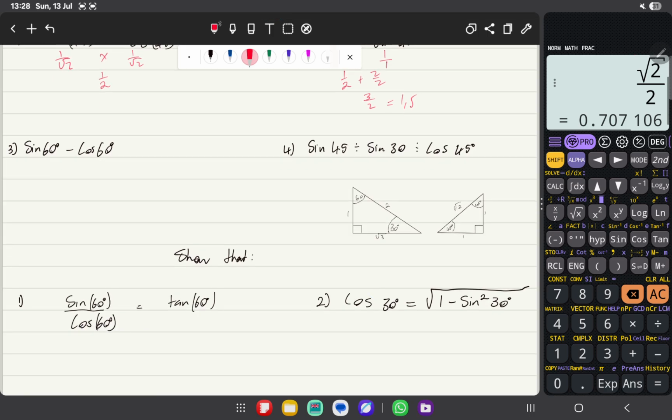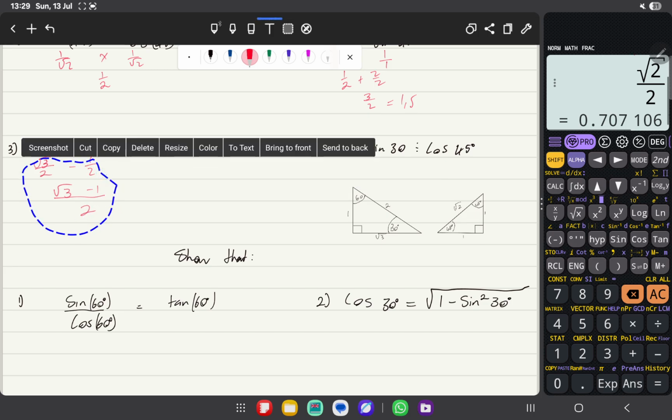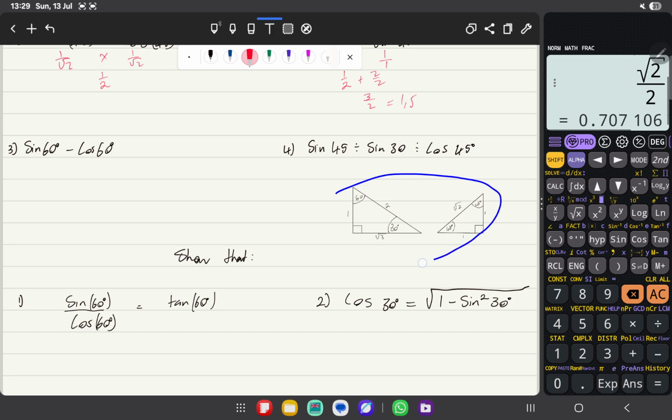And then let's move on. You have sin 60, which is square root of 3 over 2, minus cos 60, which is adjacent over hypotenuse, that is 1 over 2. And the answer is square root of 3 minus 1 divided by 2. That's how far a human mind can go, of course, given that they are not using a calculator. So now let me delete these to make space for a gentleman here.